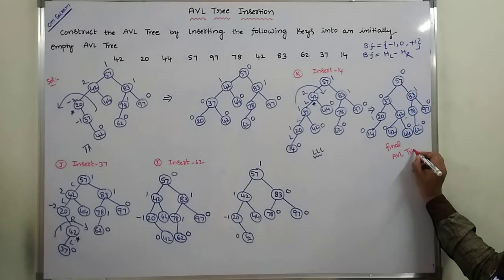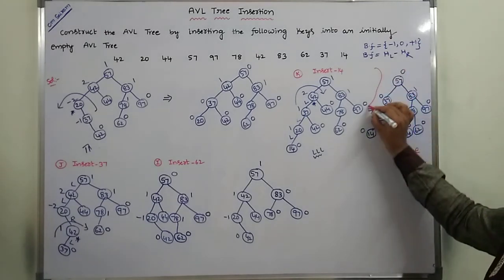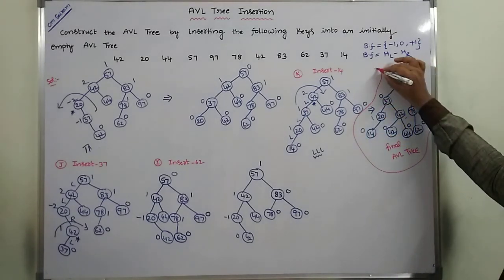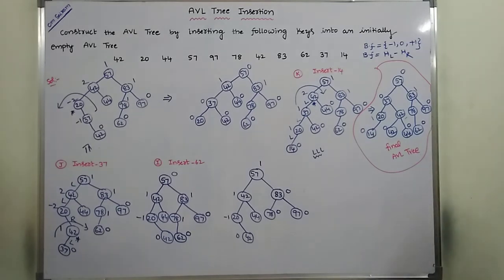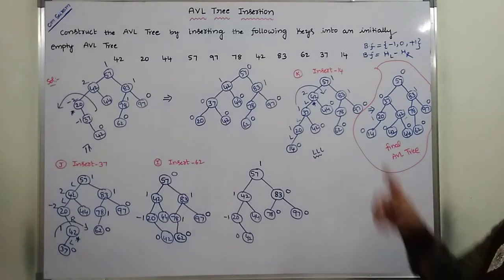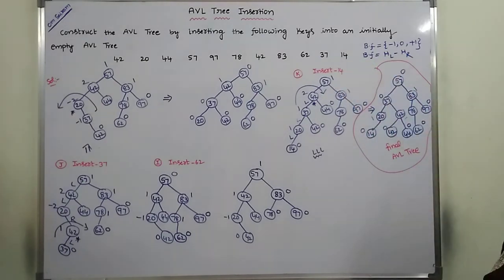This is the final AVL tree we are getting. All the nodes' balance factors are 0 or 1. Okay. So all the elements are completed. Now this is the final AVL tree.